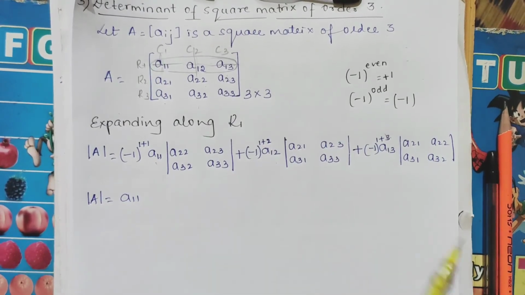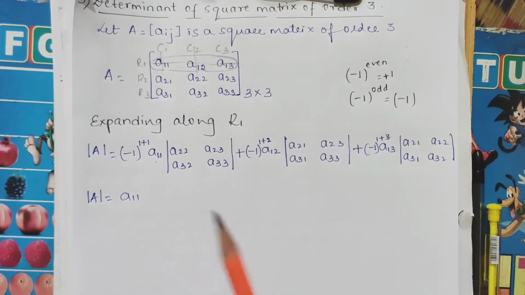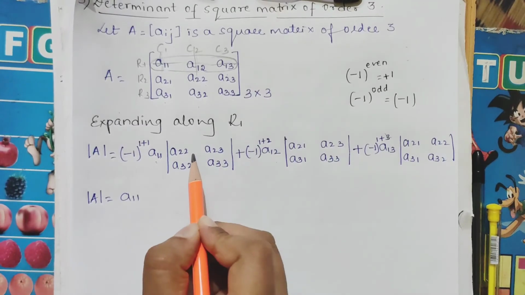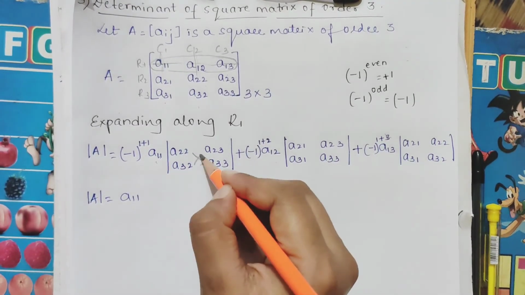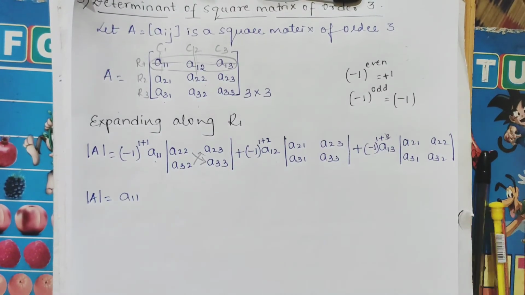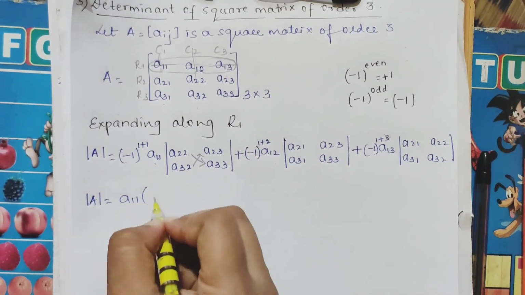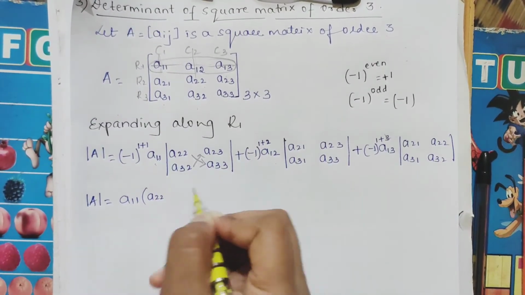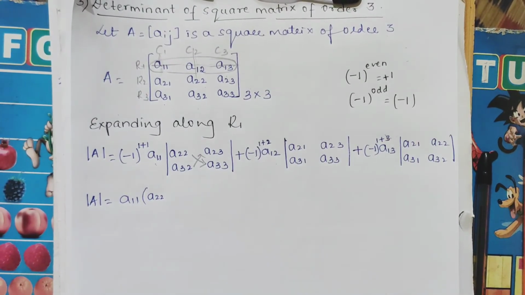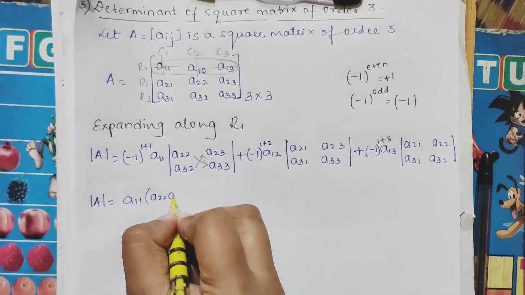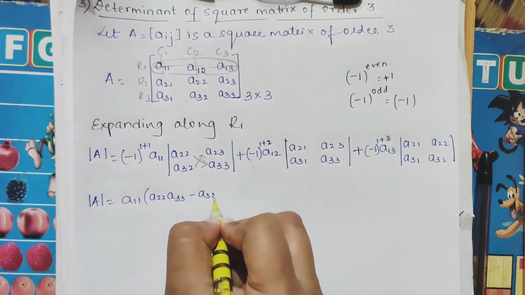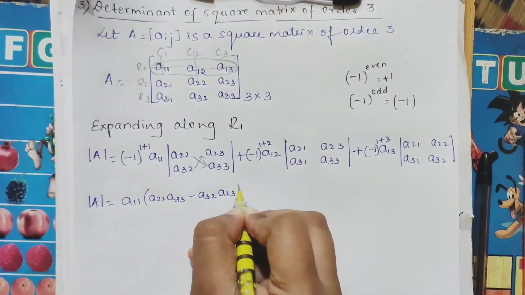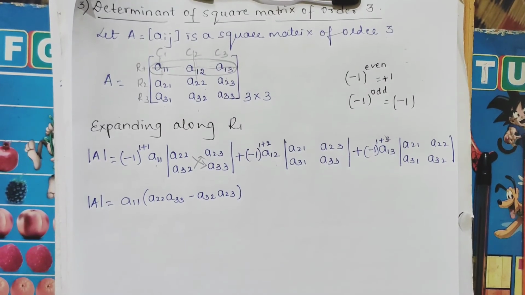So A11, next, you have a determinant of order 2. So how do you do it? Cross multiplying diagonal elements minus cross multiplying the other diagonal elements. So you can write it like this: A22 into A33 minus A32 into A23.